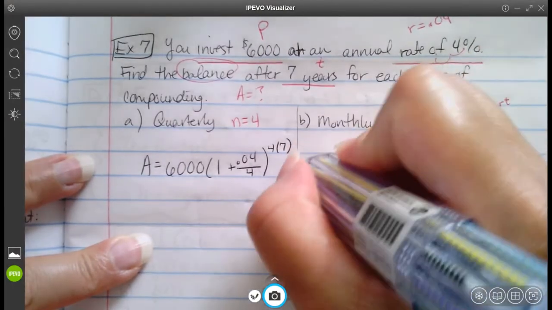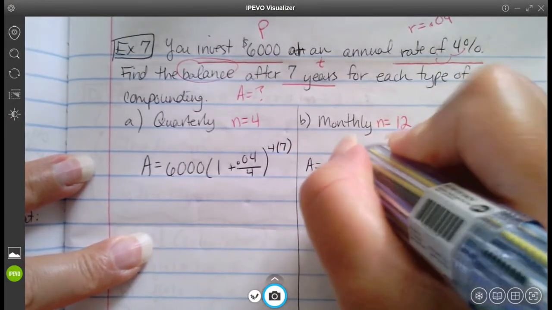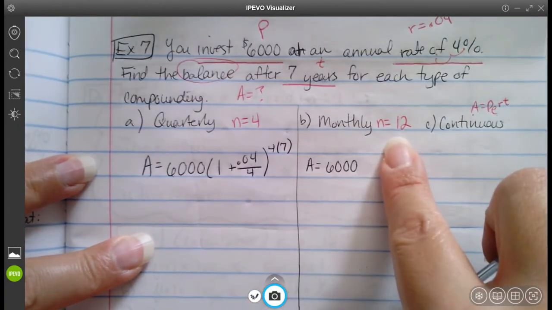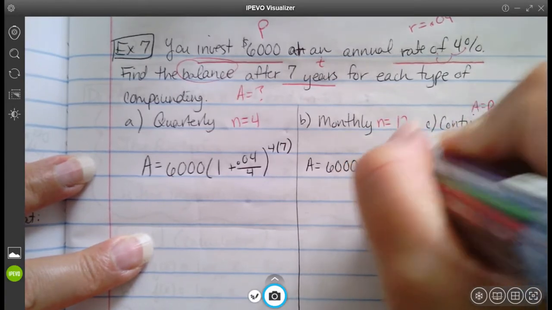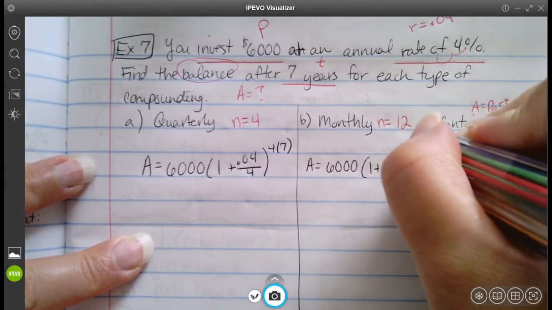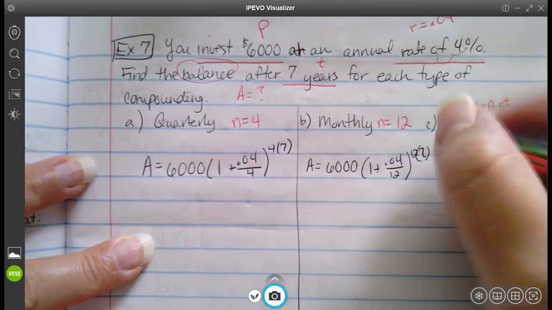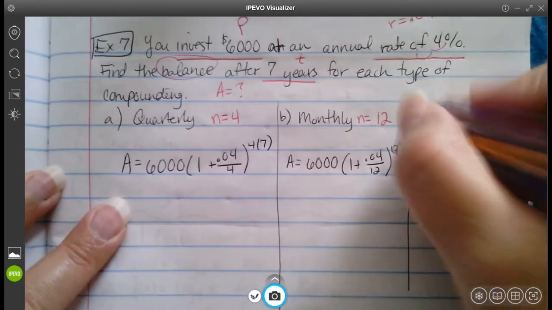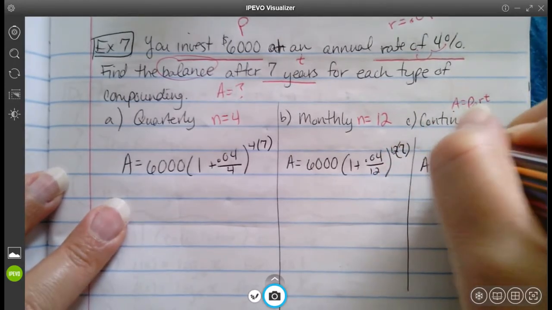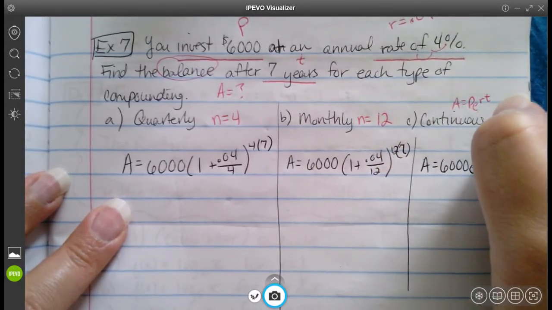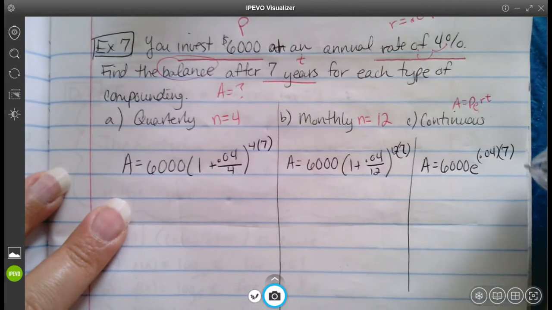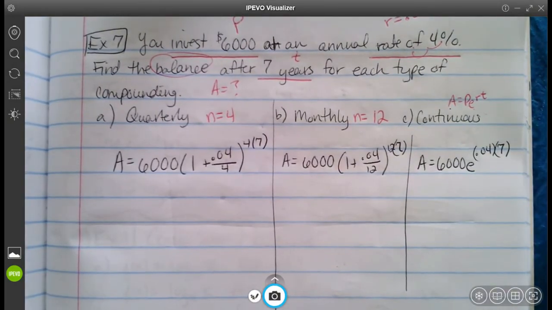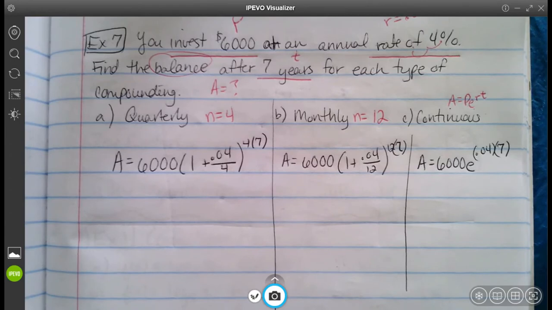For the second one, A equals, again, 6,000. It's basically this one again, but now n equals 12. So 1 plus 0.04 divided by 12, to the power of 12 times 7. And last but not least, A equals 6,000 times e to the power of our rate, 0.04, times 7, because that's the number of years. Let me go ahead and get that on the calculator for you. By the way, I would probably use Desmos or the other one for this.